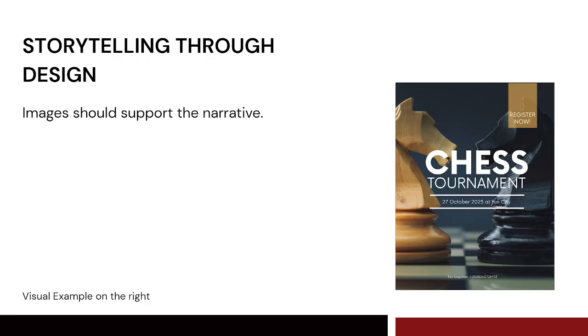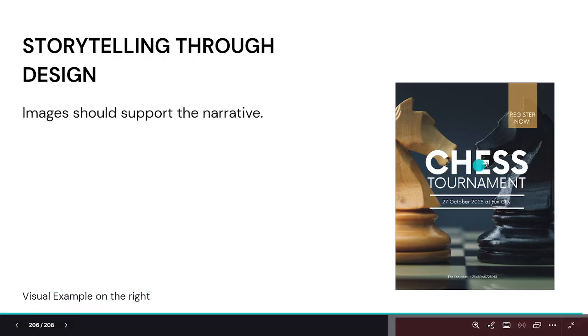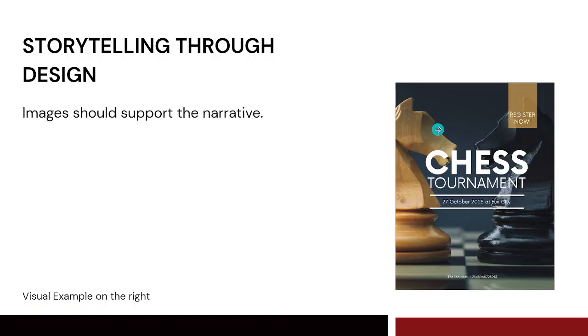We also have storytelling through design. By storytelling through design, it means using an image to support the narrative of that design. And there's a visual example here on the right. It says chess tournament, register now. There is an image of chess pieces in the background, which explains that this flyer is all about chess. So the image here is supporting the narrative of a chess tournament.